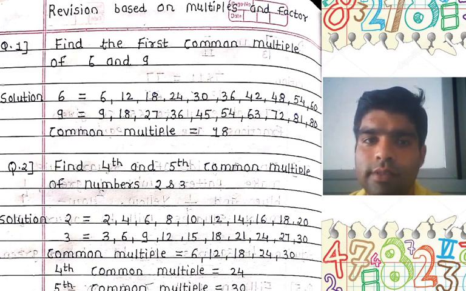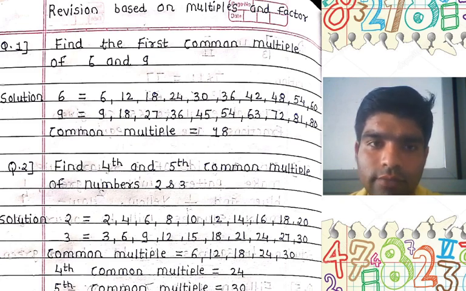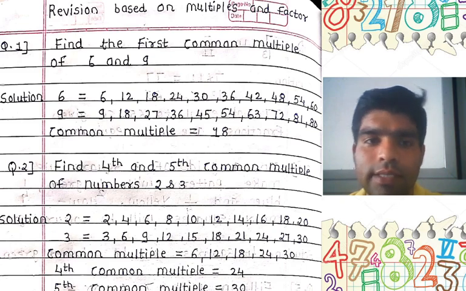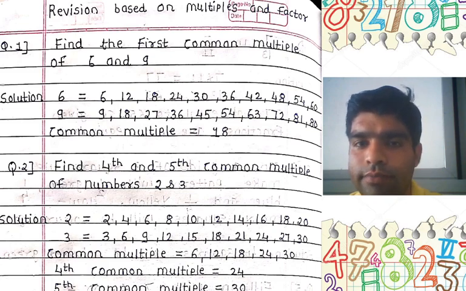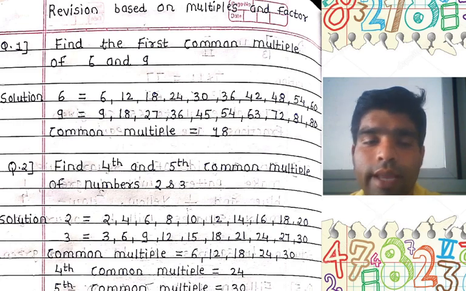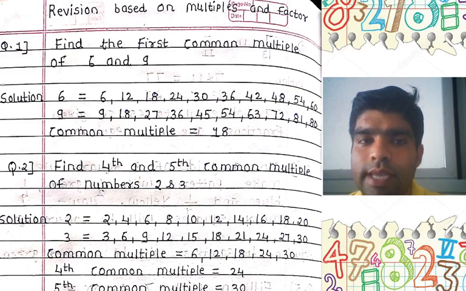The table of 6 is 6, 12, 18, 24, 30, 36, 42, 48, 54 and 60. And the table of 9 is 9, 18, 27, 36, 45, 54, 63, 72, 81 and 90. Then we have to find out the common multiple of both the numbers 6 and 9. First common multiple.